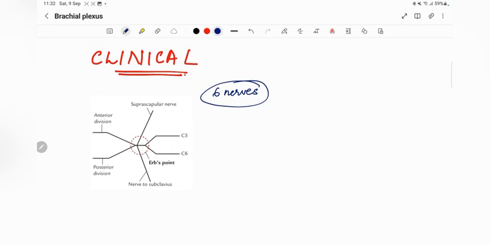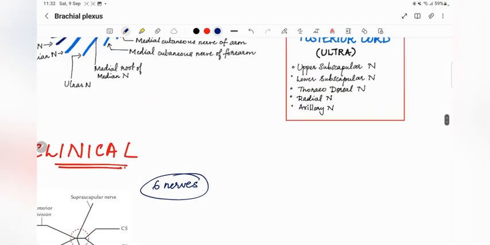As you can see here, we have the roots of the 5th and the 6th cervical roots which join to form the upper trunk, from which 2 nerves arise, the suprascapular nerve and the nerve to subclavius, and also the upper trunk divides to form the anterior and the posterior divisions. So this is the Erb's point. It's a meeting point of 6 nerves.